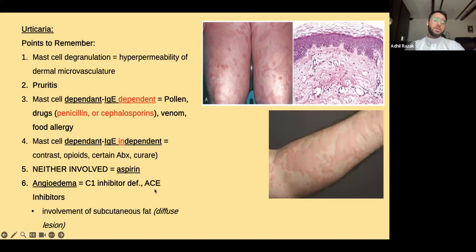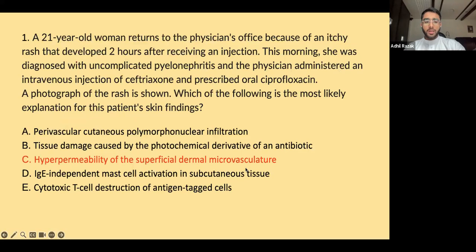Angioedema could be caused by C1 esterase inhibitor deficiency, or by taking ACE inhibitors. I think you guys are familiar with ACE inhibitors, which are a hypertension medication. Chronic use of ACE inhibitors and angioedema is one of the most important side effects that you need to keep in mind. ACE inhibitors are not in the scope for today's lecture, at least, so I'm not going to go in deep into that. But angioedema does involve subcutaneous fat, which is discussed in option D. So option D is wrong.